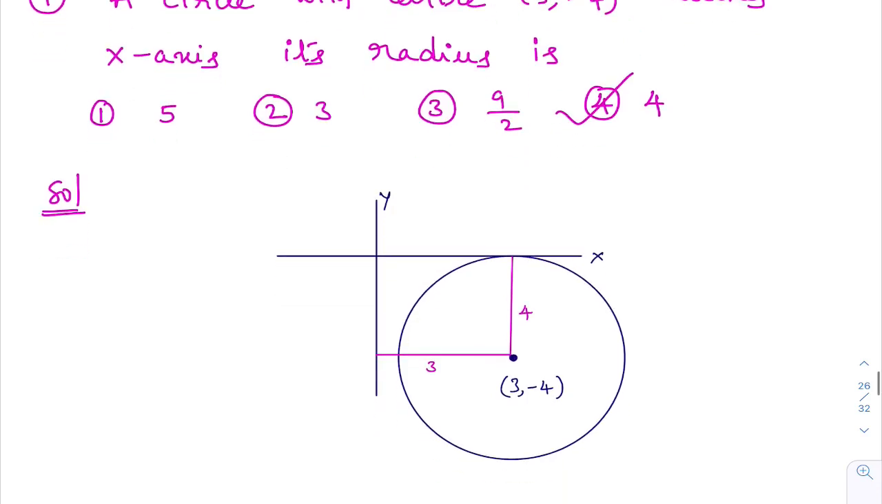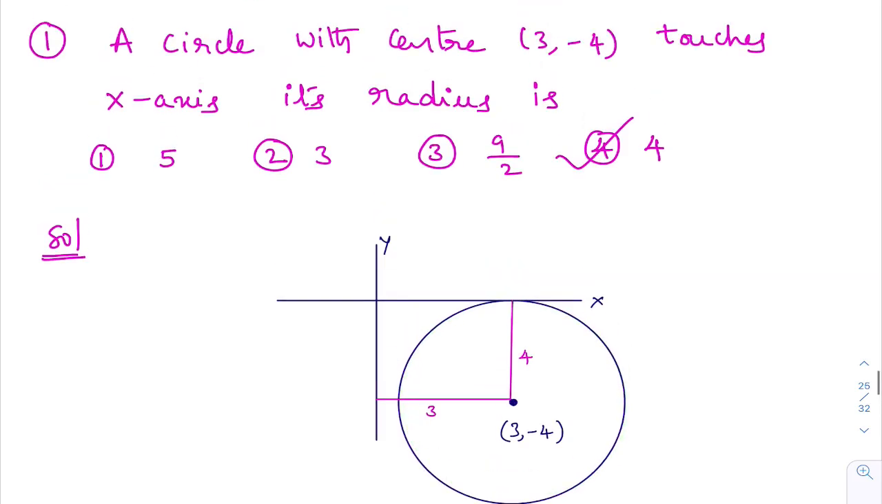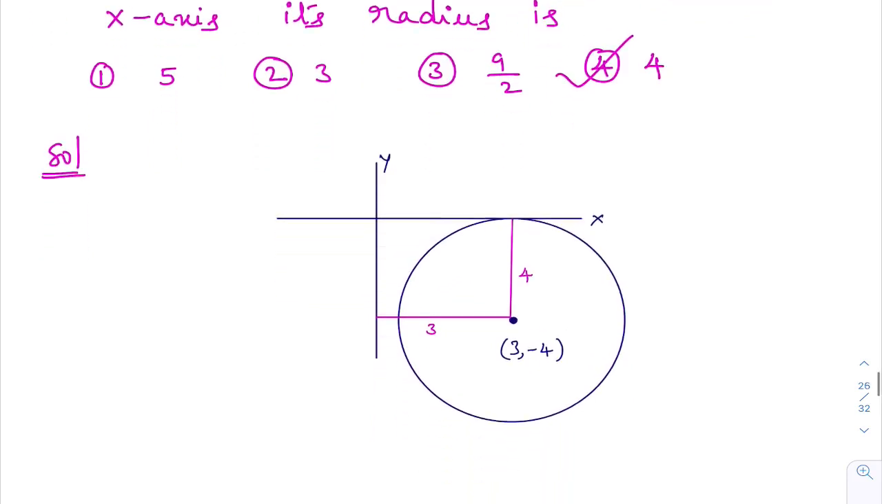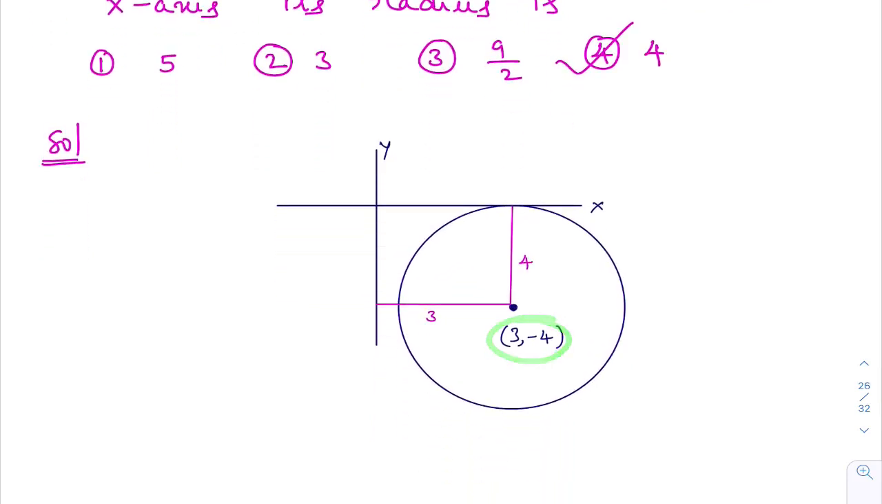You observe here, I consider a circle. This circle touches the x-axis at this point, and the center of the circle is given as (3, -4). In the coordinate system, you learned if a particular point is (x, y), the x coordinate is the perpendicular distance from the point to the y-axis. As the center is (3, -4), this length is 3 units.